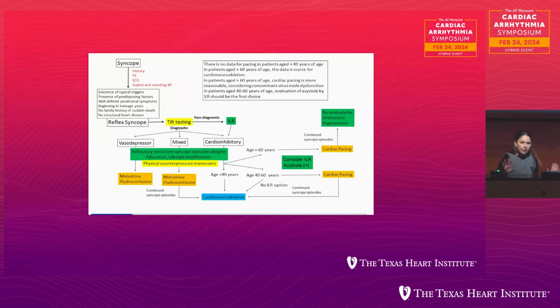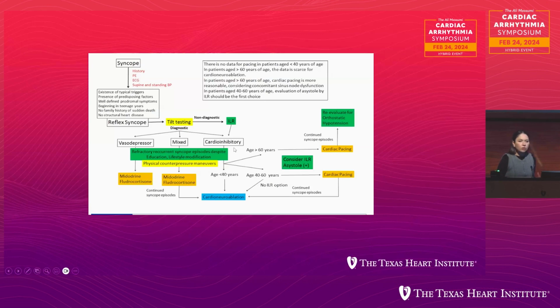That's assuming that we already did all of this. We have the mixed type that can also respond to some of these medications. But then when we have the cardioinhibitory type, where we get these patients with crazy pauses in their monitors and all these things, we're kind of pushed to see if they're going to need a pacemaker or what. I mean, I've had patients that have had seizures because they've had crazy pauses of like 10 seconds and stuff. So you kind of have to do something about it. And these are young patients that can have that degree of cardioinhibitory response.